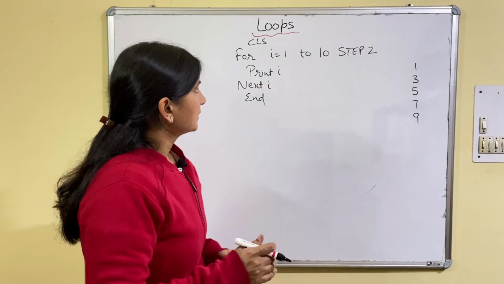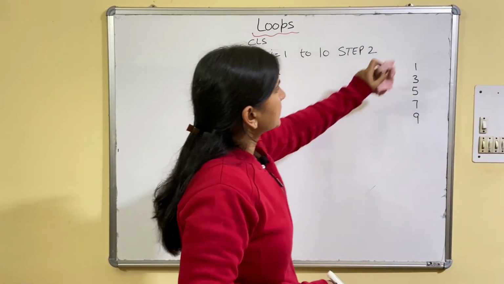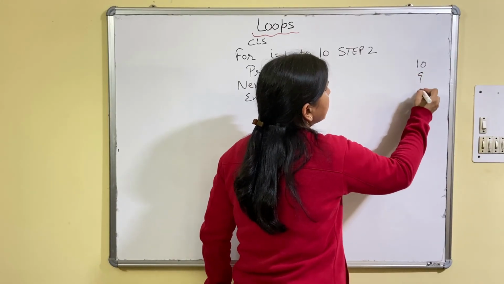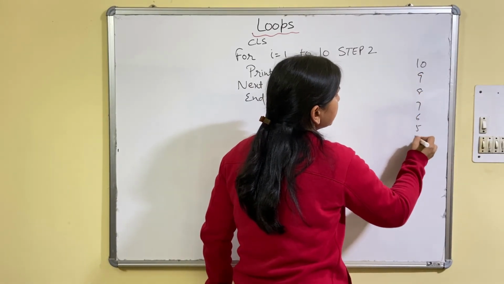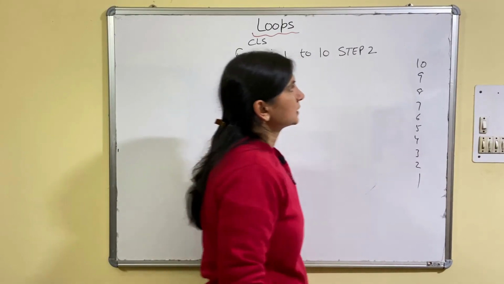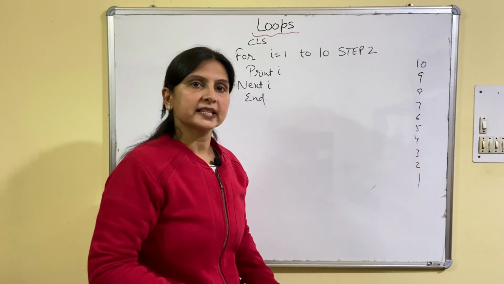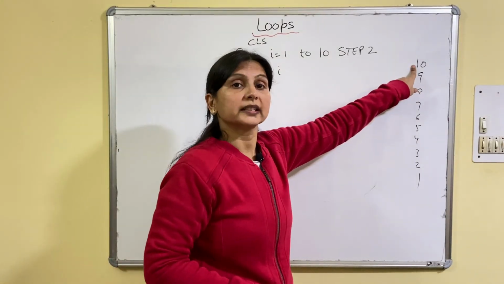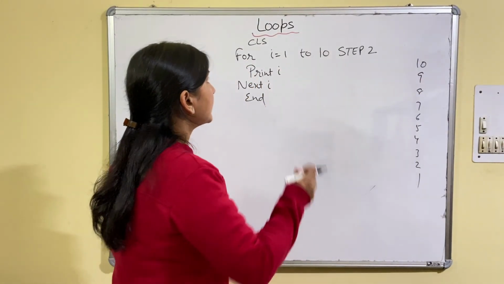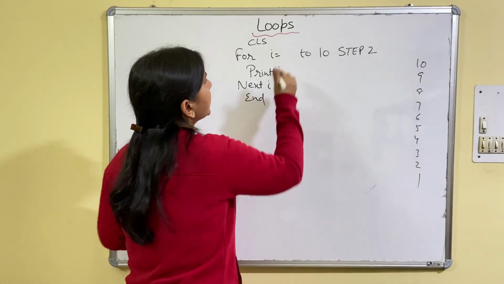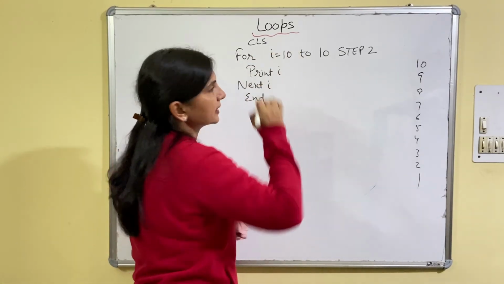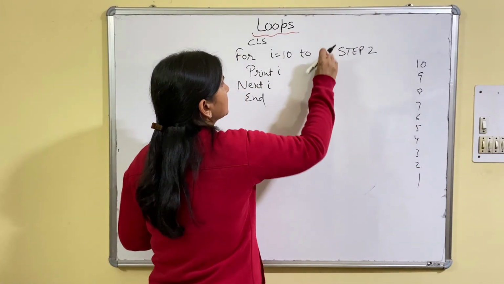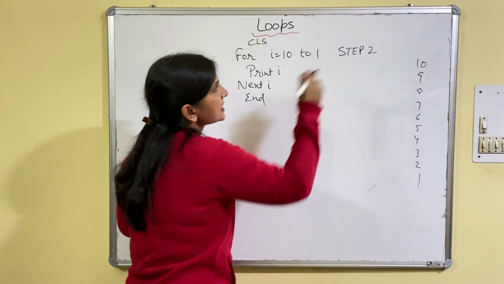Now, if I want to print 10 to 1, 10, 9, 8, 7, 6, 5, 4, 3, 2, 1, so what shall I do? What changes shall I make here? Initially, I want 10. So what should be the value of I? I should be 10. 10 to 1.